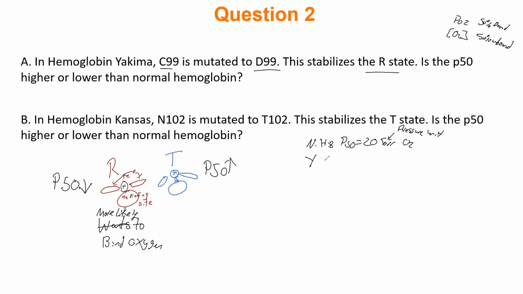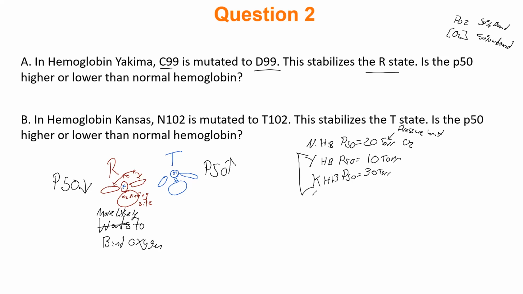Well, in Yakima, if I'm always in the R state, I can bind oxygen super easily. So let's say that only takes 10 torr to be 50% bound and 50% unbound. While in Kansas, I'm always in the T state, and that makes it harder to bind. So let's say that's now 30 torr to be half bound, half unbound.